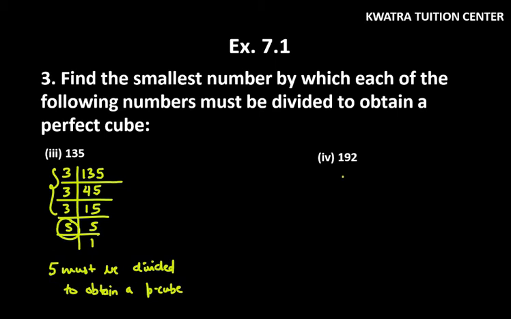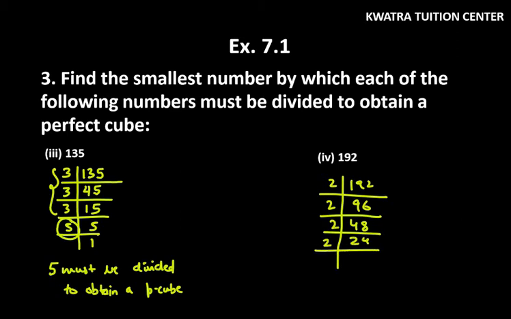Now let's move on to the 192 part. So 192 भी आपका 2 से डिविजिबल होगा और जब उसको डिवाइड करोगे, so you will get 96. 96 with 2 again. So you get 48. 48 with 2. 24. 24 with 2 again. So 12. 2. 6. 2. 3. And 1 at the end.